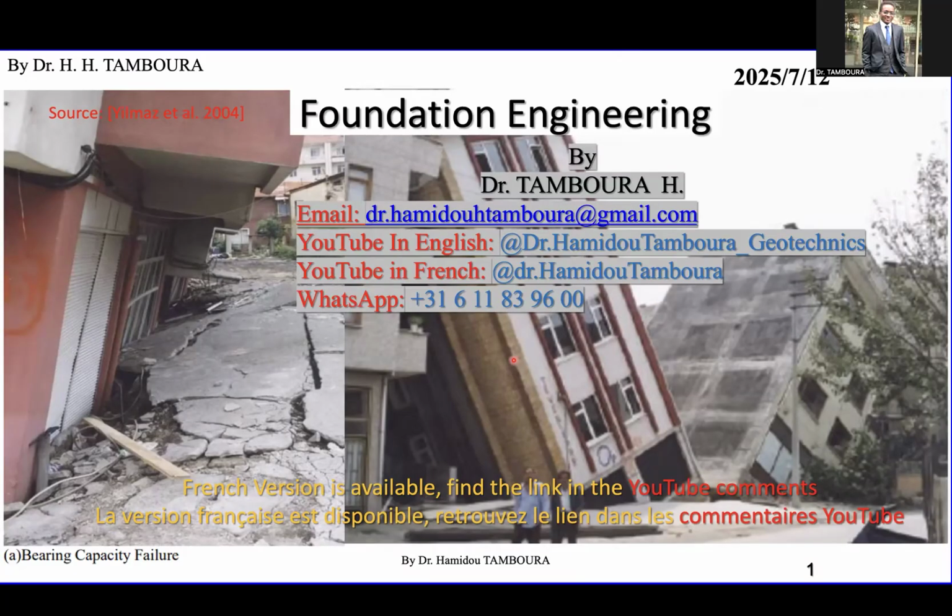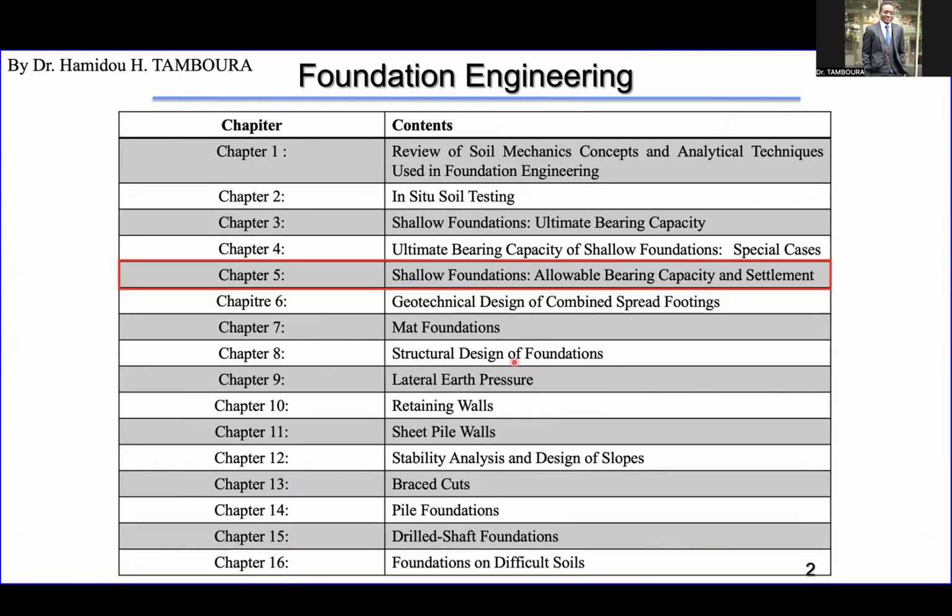Hello everyone and welcome back to our foundation engineering class. We are going to continue chapter number 5, settlement of shallow foundation.